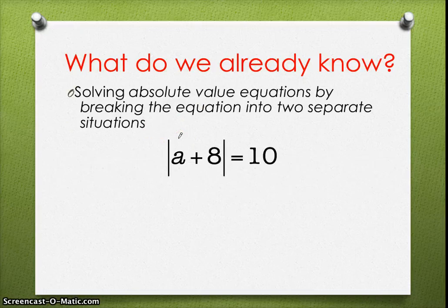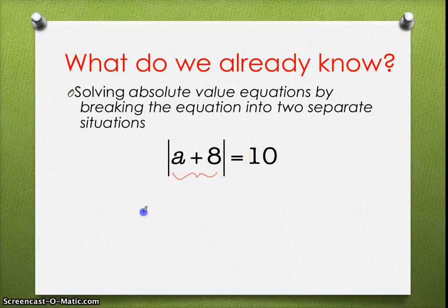The other day, we solved equations by thinking of if I have a value inside the absolute value signs, this expression right here has to equal 2 quantities that when we find the distance from 0 has to be 10. And we're thinking that if we're going to break this equation into 2 separate situations, we're asking ourselves, what must the value of this expression be in order to have a distance of 10?